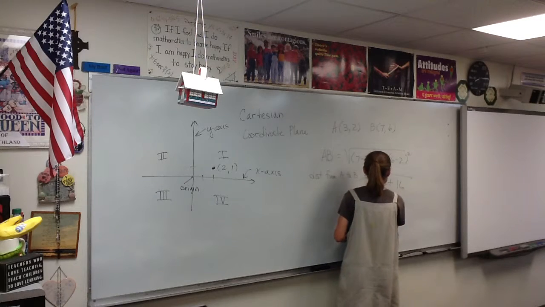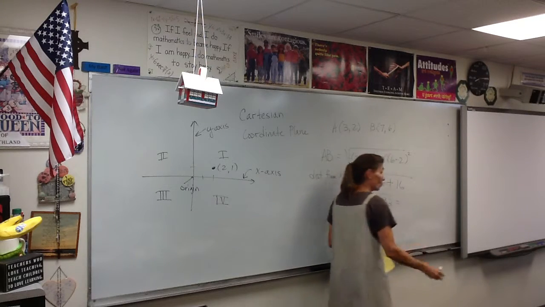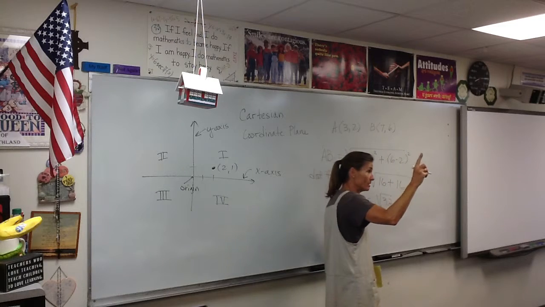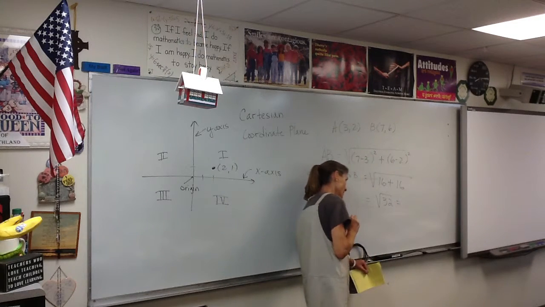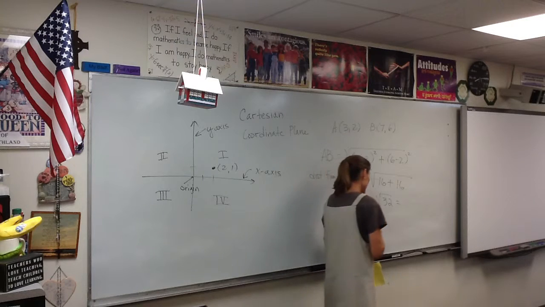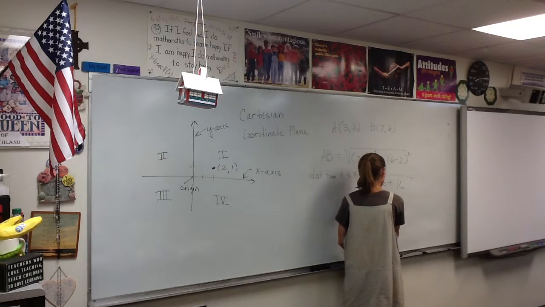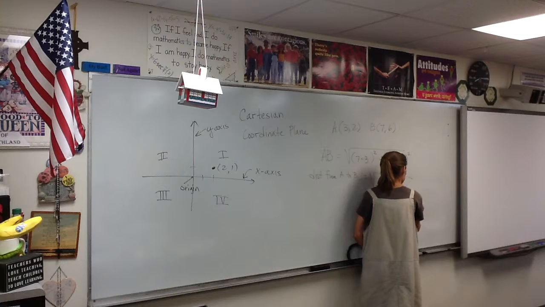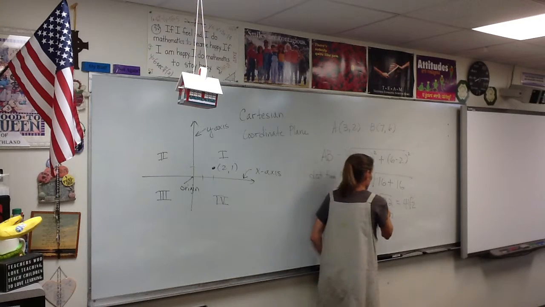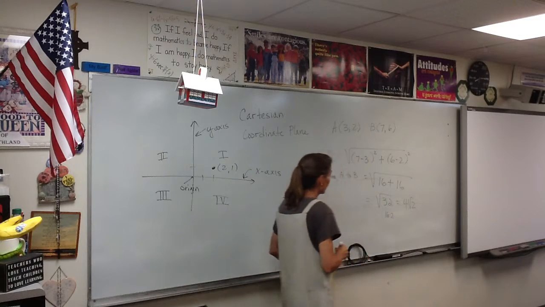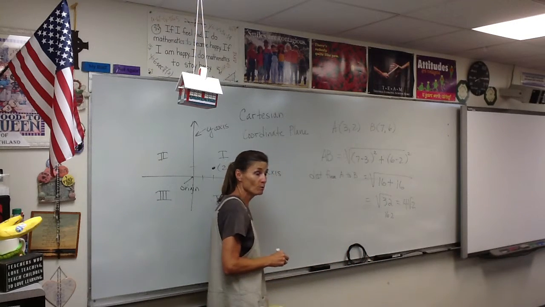So we end up with the square root of 32, which, because we are good conscientious mathematicians, we're going to reduce. Square root of 32 reduces to 4 root 2. 32 is 16 times 2, and the square root of 16 is 4. So 4 root 2 is the answer. Beautifully done.